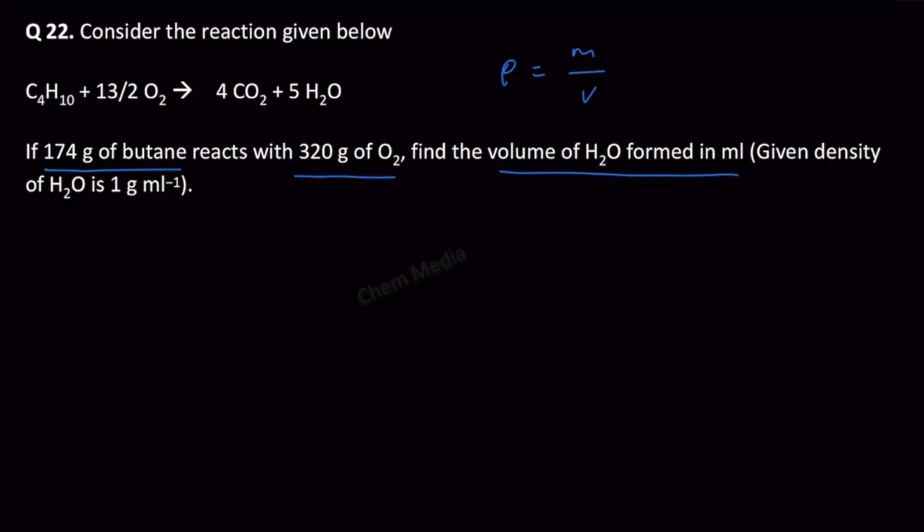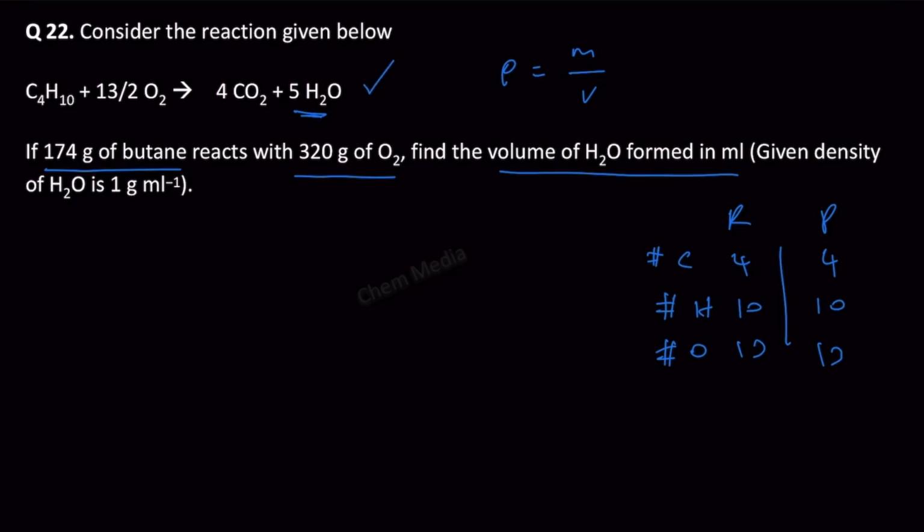Let us first check whether the reaction is self-balanced or not. On the reactant side, we see 4 carbons. On the product side too, we see 4 carbons. On the reactant side, we see 10 hydrogens. On the product side too, we see 10 hydrogens because 5 times 2, 10. And then on the reactant side, we see 13 oxygen atoms because 13 by 2 times 2, so it would be 13. On the product side too, we see 8 plus 5, 13. So therefore, the reaction is already self-balanced.